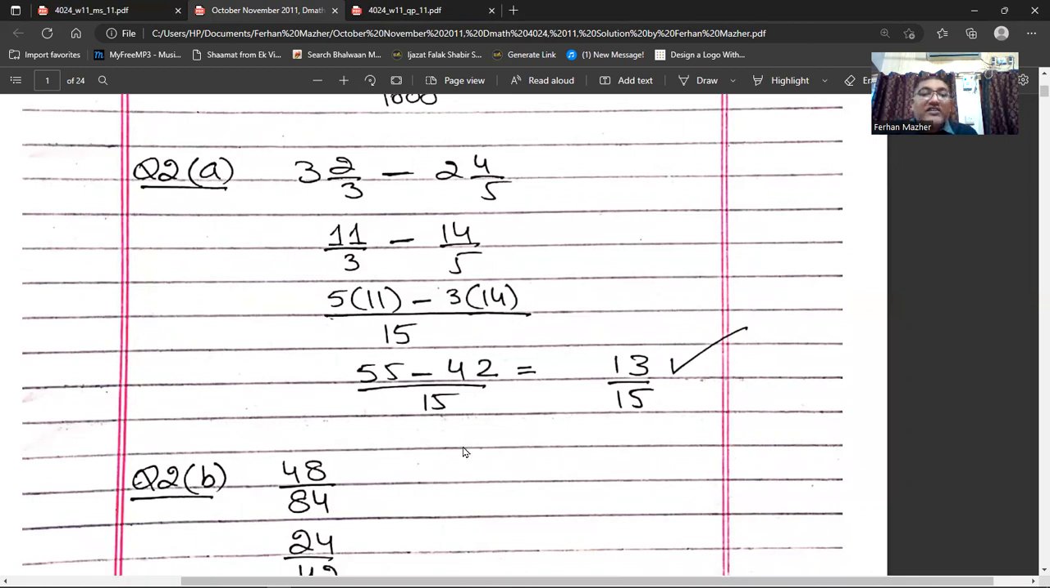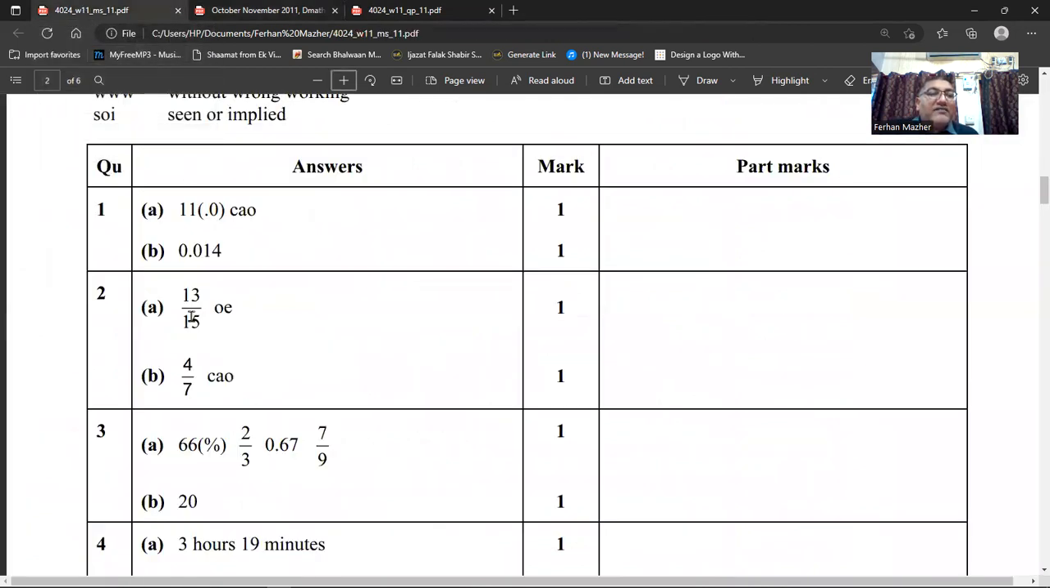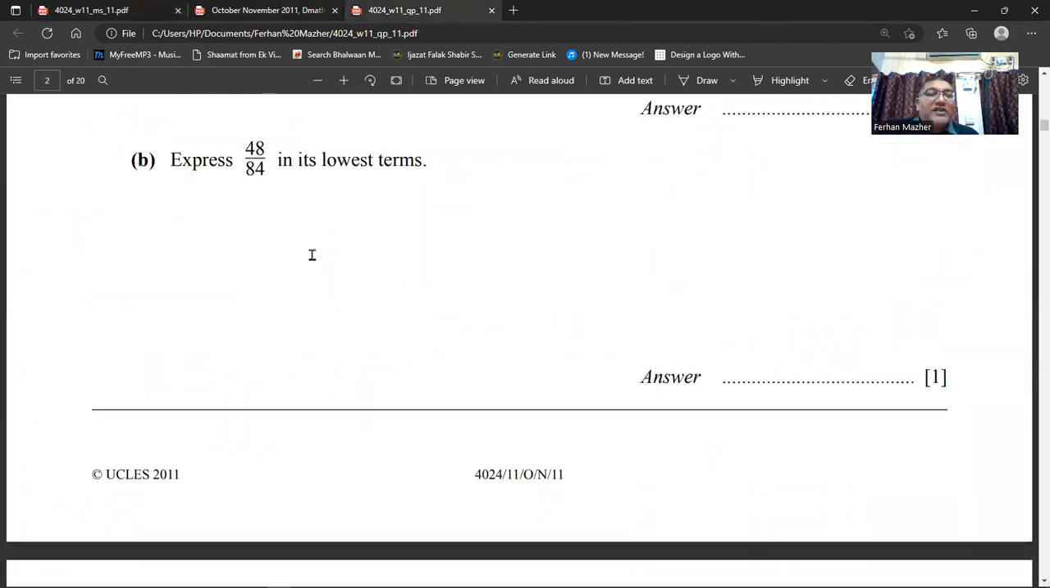So 55 minus 42 in the numerator, divided by 15, is equal to 13 by 15. 13 minus... 55 minus 42 is 13, and you got the answer, 13 by 15. 13 by 15 is the right answer, sir. Okay, now we are going to the next part, B part of question number 2.